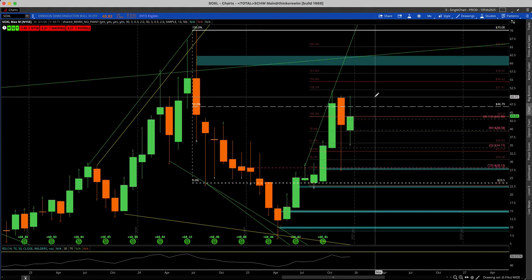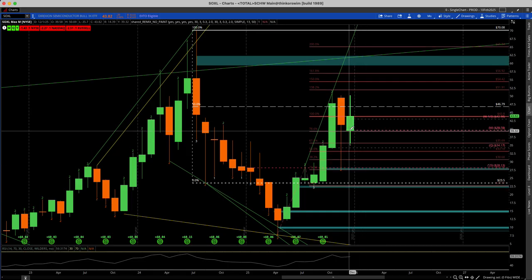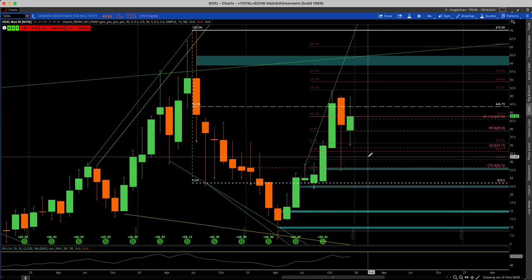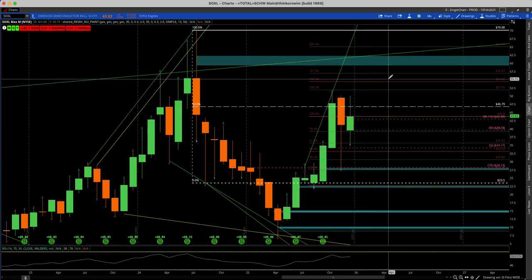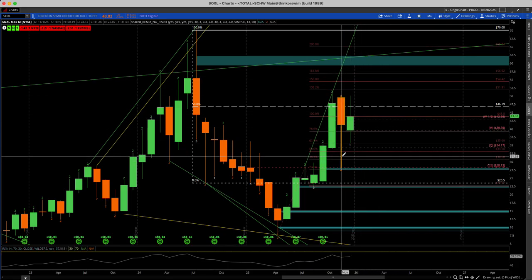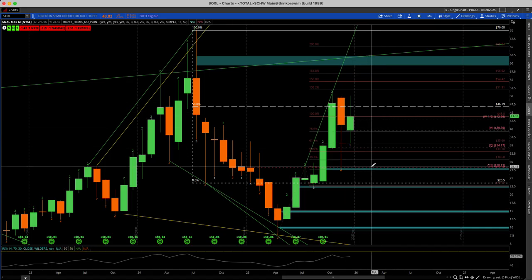So a pullback wouldn't be that big of a deal. But if we were to go 1, 2 down, then we might want to look at how we finish that 2 down. Are we going to get that 1, 2 down, 2 up to continue to leave this locked in as a higher low and continue to push up, or are we going to continue to pull back a little bit more?